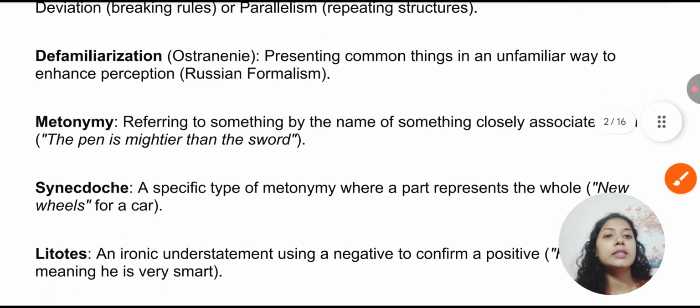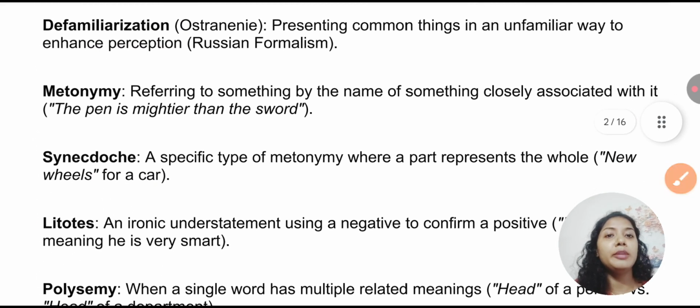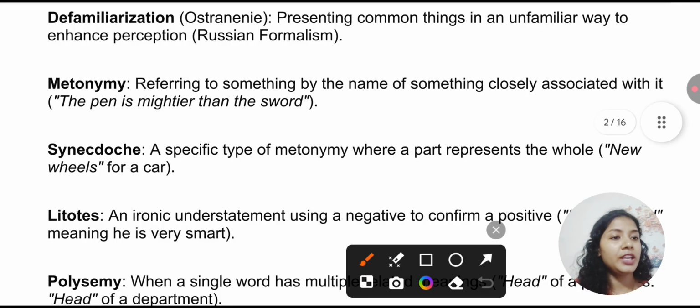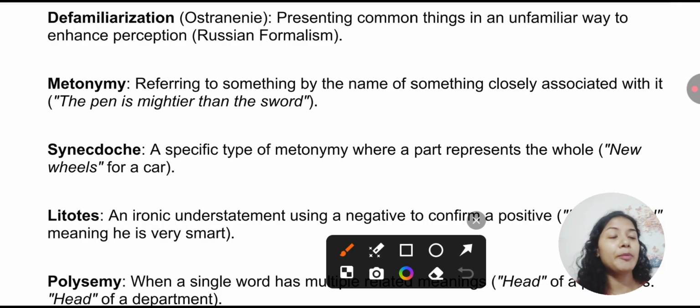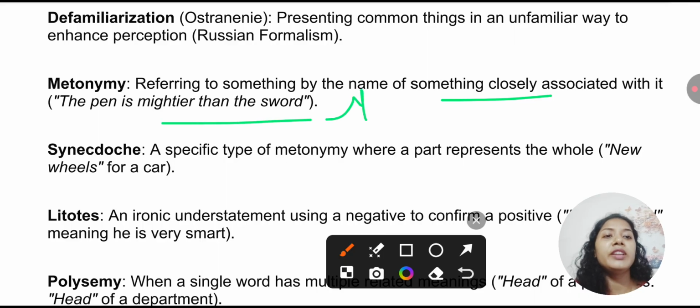"Art as Technique". Metonymy. Metonymy is also very important. If you have analyzed and practiced the PYQs, you will admit and accept that yes, these are the repeated ones. So metonymy is referring to something by the name of something closely associated with it. "The pen is mightier" is a very fine and common example of metonymy.